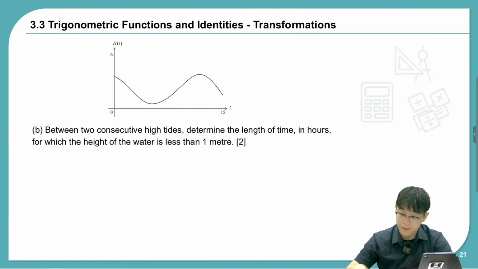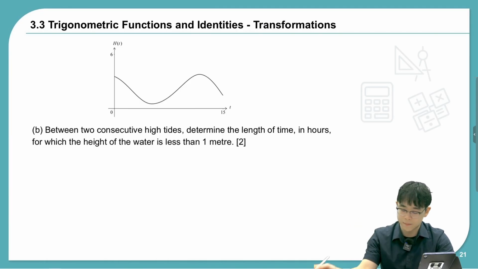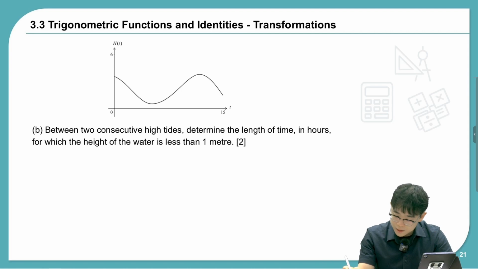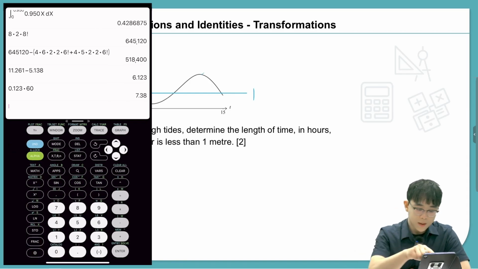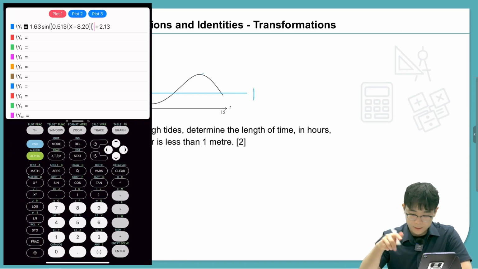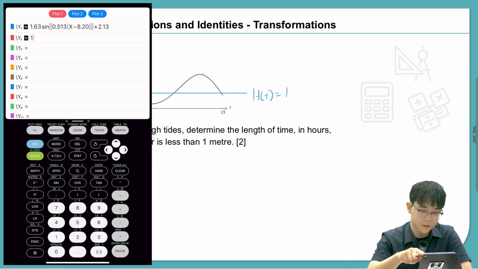Let's now move on to part B. Between the two consecutive high tides, determine the length of time in hours for which the height is less than 1 meter. Okay, so I guess we start off from the max point right here, because if you look at our graph, between two consecutive high tides, we just want to know when we have the height being less than 1, right? So what we could do is draw a function where h(t) is equal to 1, and then we can look for the intersections.